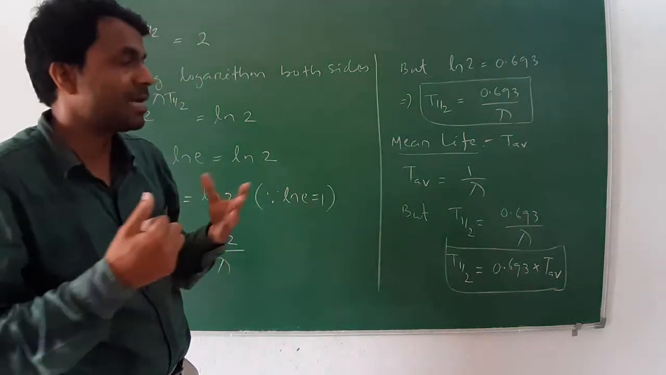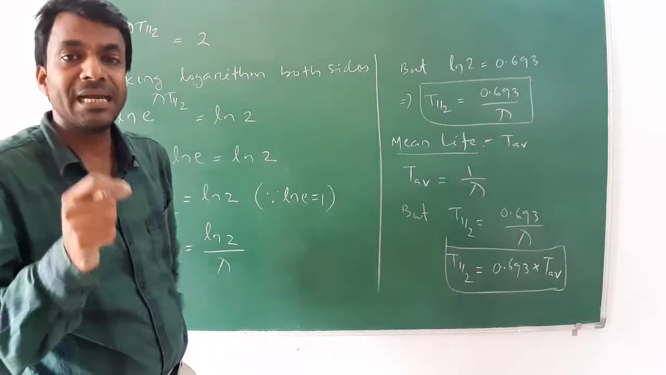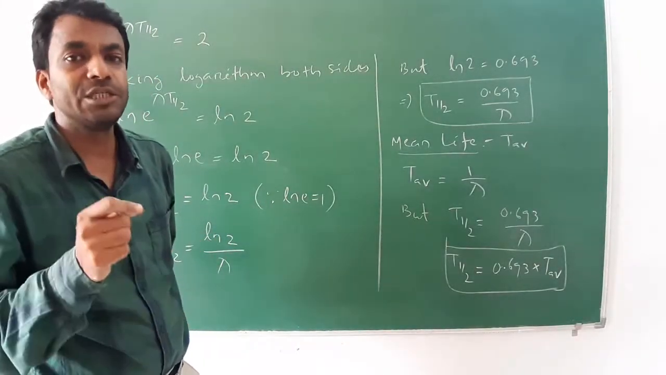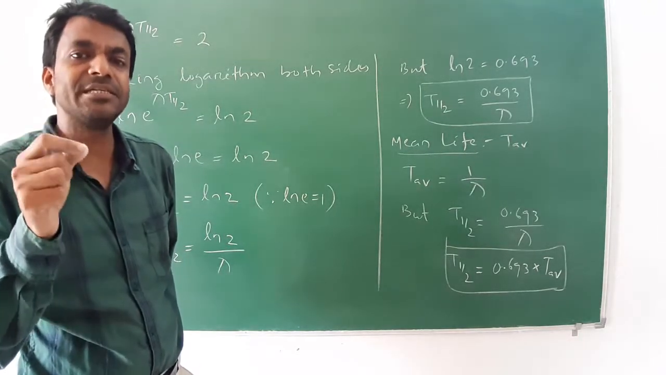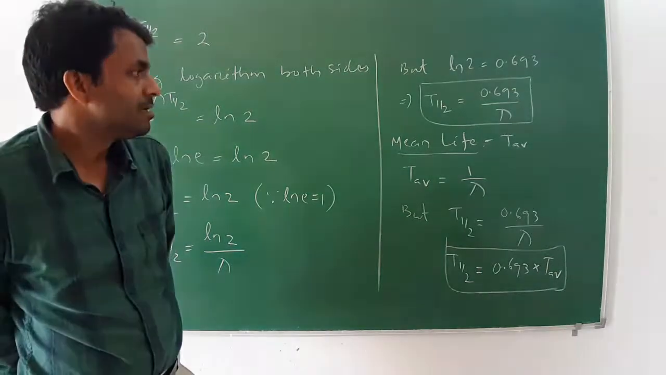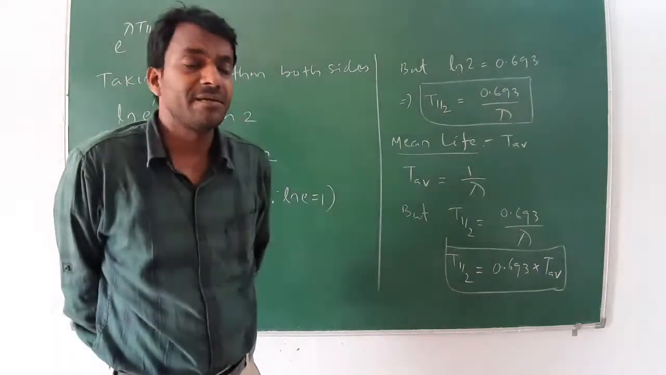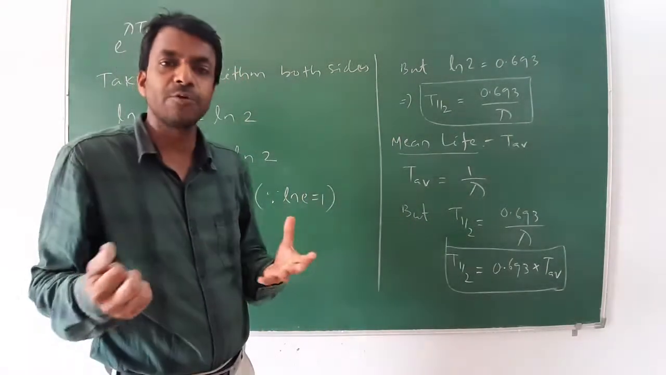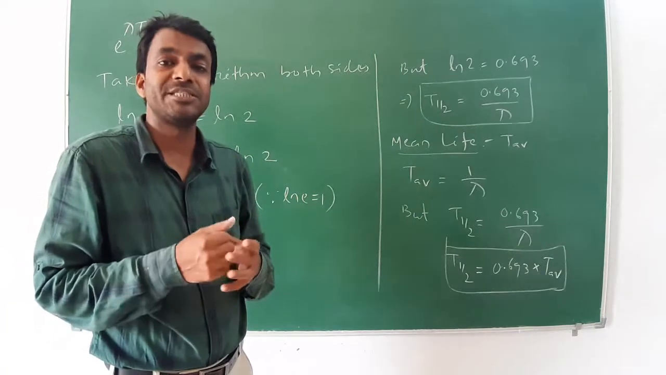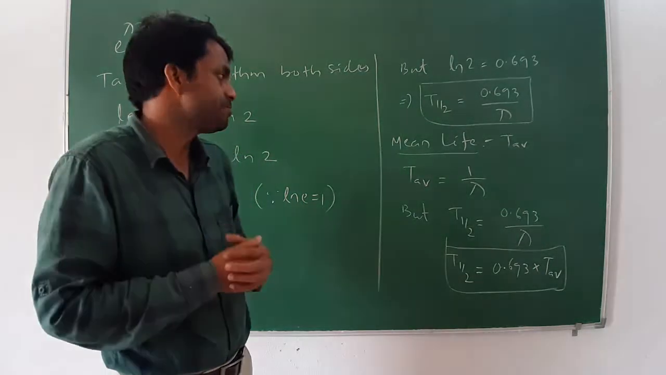Or you can also remember that half-life is 1 by lambda times 0.693, or 0.693 into 1 by lambda. If you know the decay constant of a radioactive sample, then you can calculate the half-life by just multiplying it by the value 0.693.